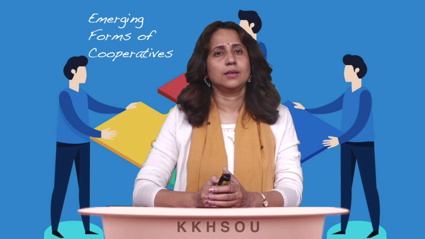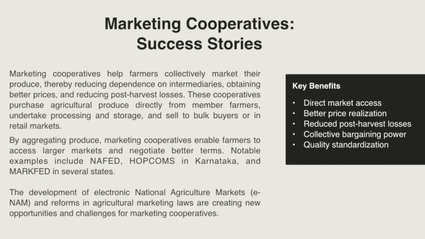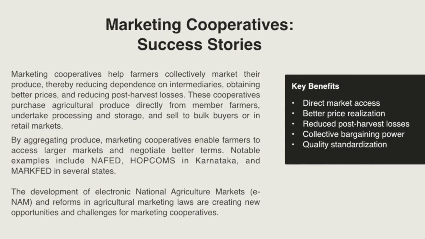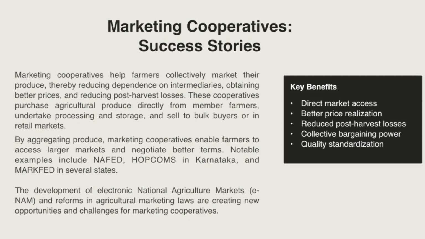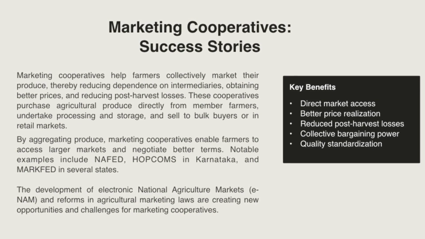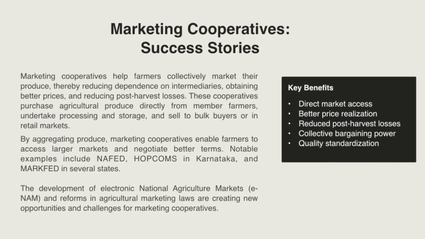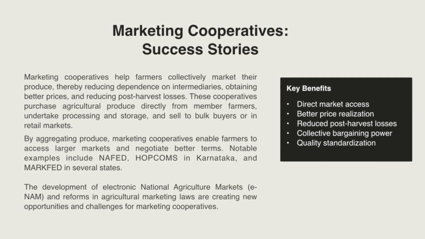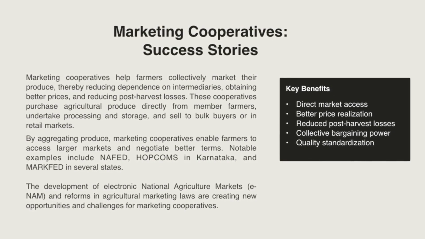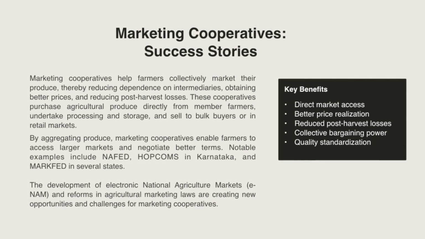Now, let us discuss the marketing cooperatives. They help farmers collectively market their produce, thereby reducing dependence on intermediaries, obtaining better prices, and reducing post-harvest losses. And these cooperatives purchase agricultural produce directly from the member farmers, undertake processing and storage, and sell to bulk buyers or in the retail market.